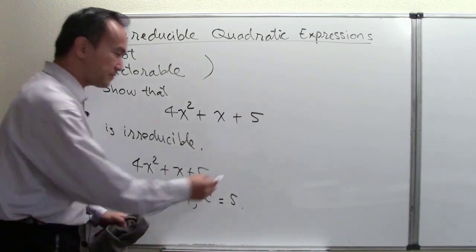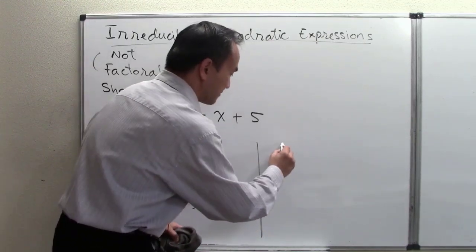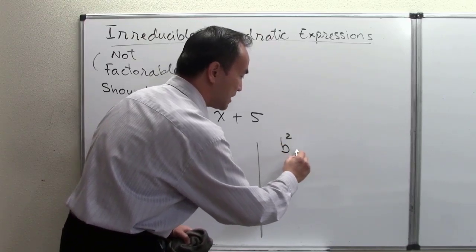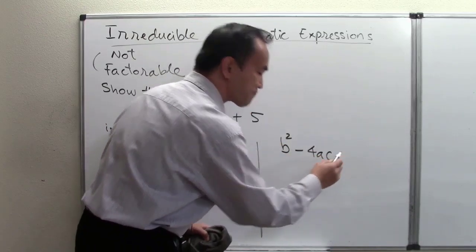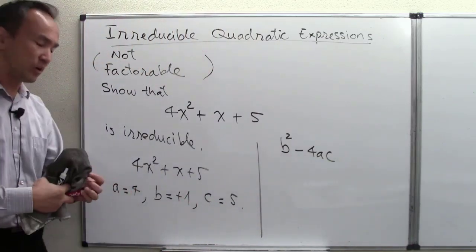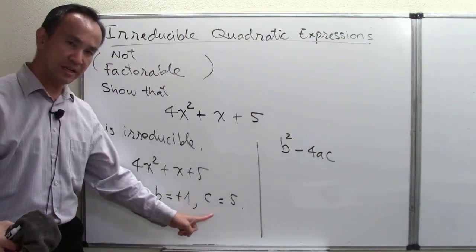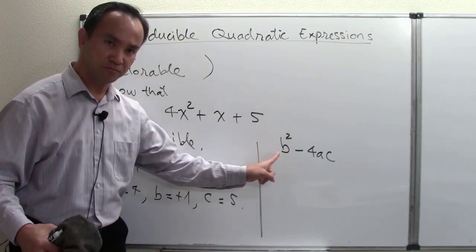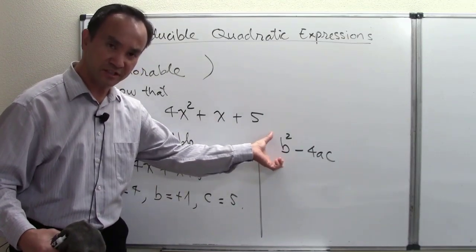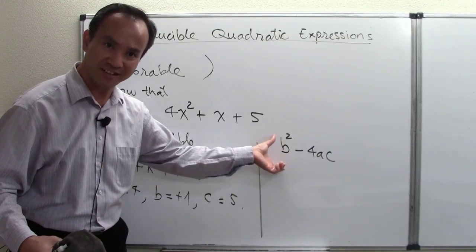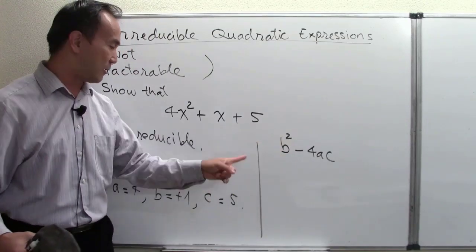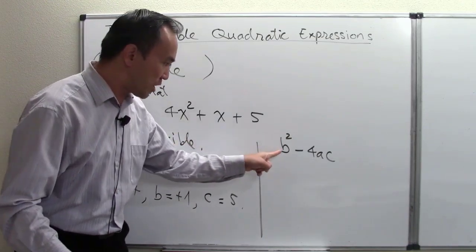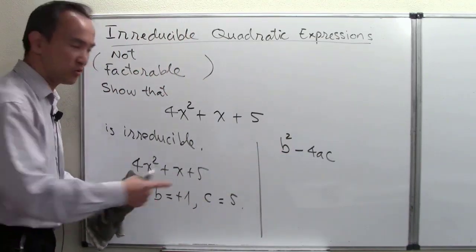Now, the truth behind the scene is that we are going to calculate a quantity that's called b squared minus 4ac. So after calculating what a, b, and c are from your quadratic expression, we calculate this. This is a testing criteria, the way we test whether our quadratic is reducible or not. So b squared minus 4ac, this is what we're about to calculate.